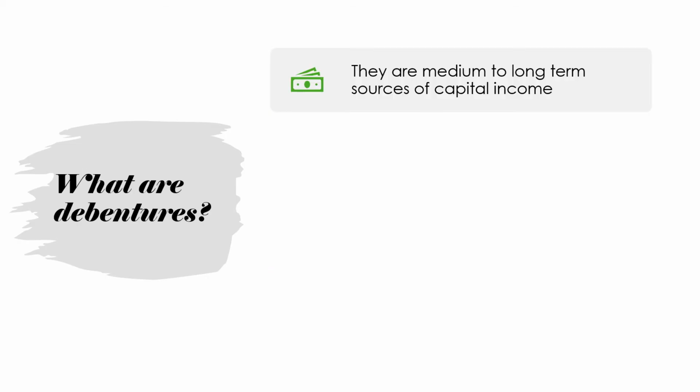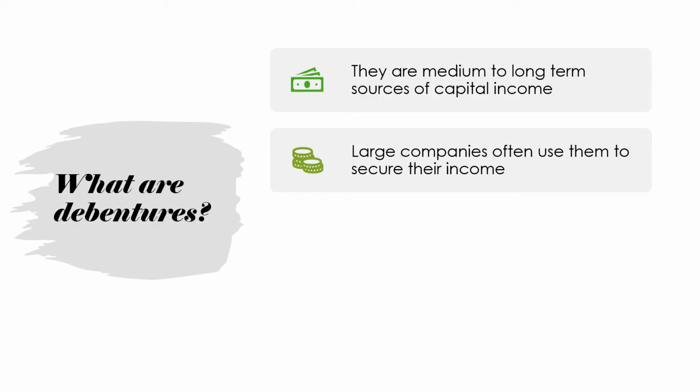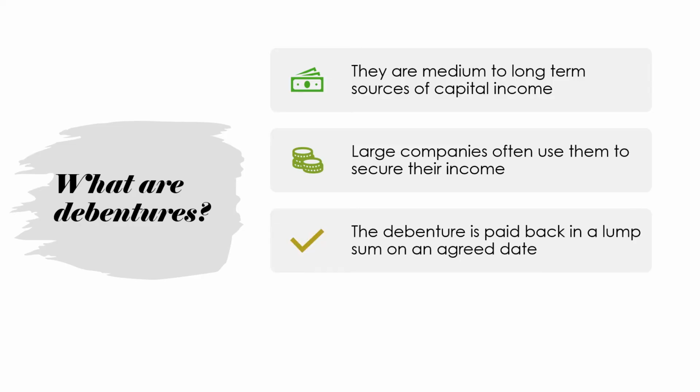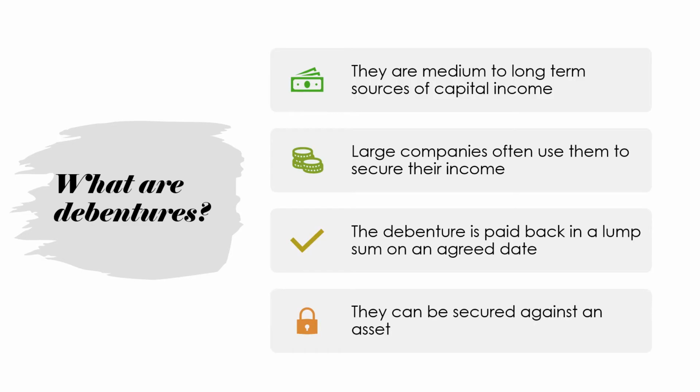What are debentures? Debentures are a medium to long-term source of capital income. So large companies will often use them to secure their income. The debenture will be paid back in a lump sum on an agreed date. And they can be used and they will be secured against an asset.